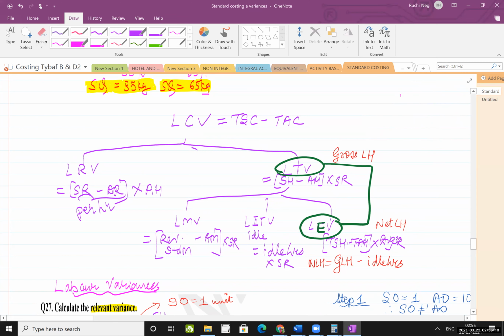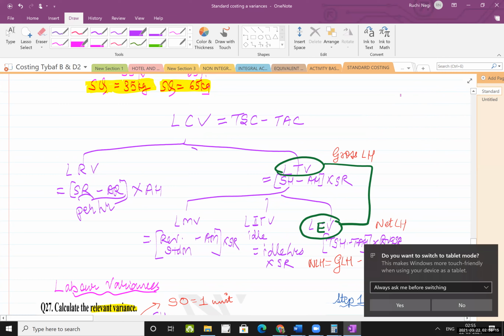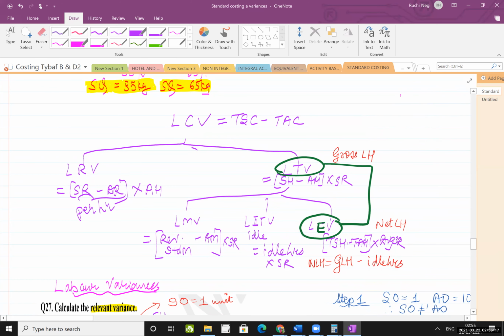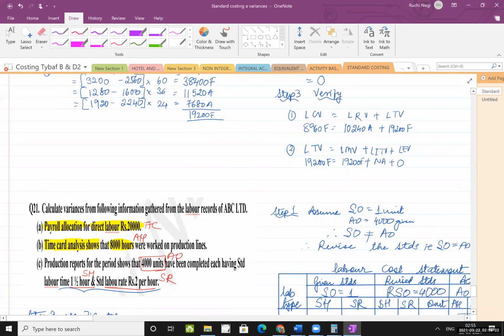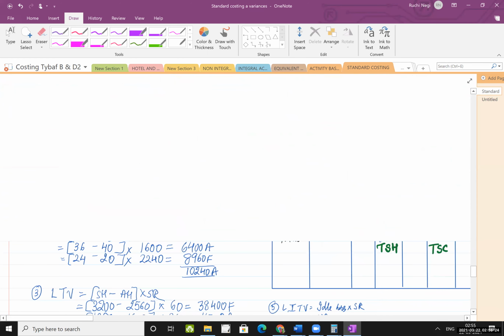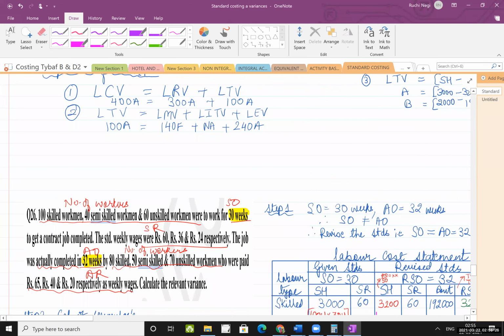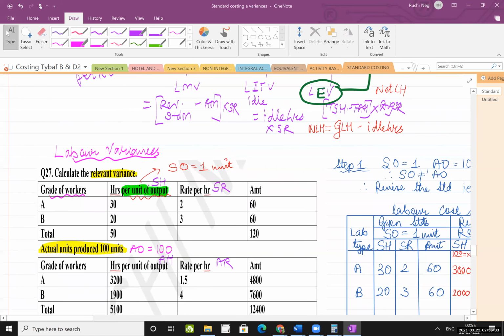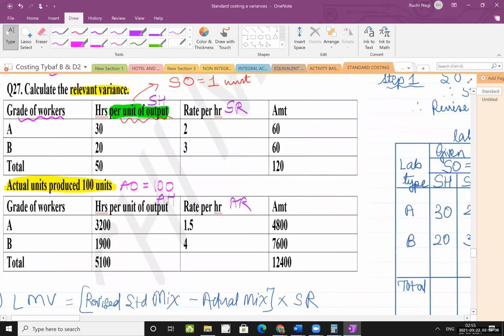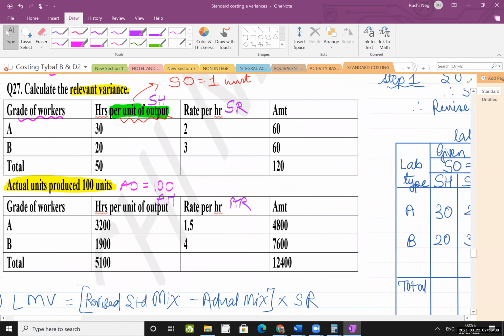Based on this, let us see this particular sum. See this question number 27. Calculate the relevant variance. Since it is the first sum, obviously I'm taking a simple one.